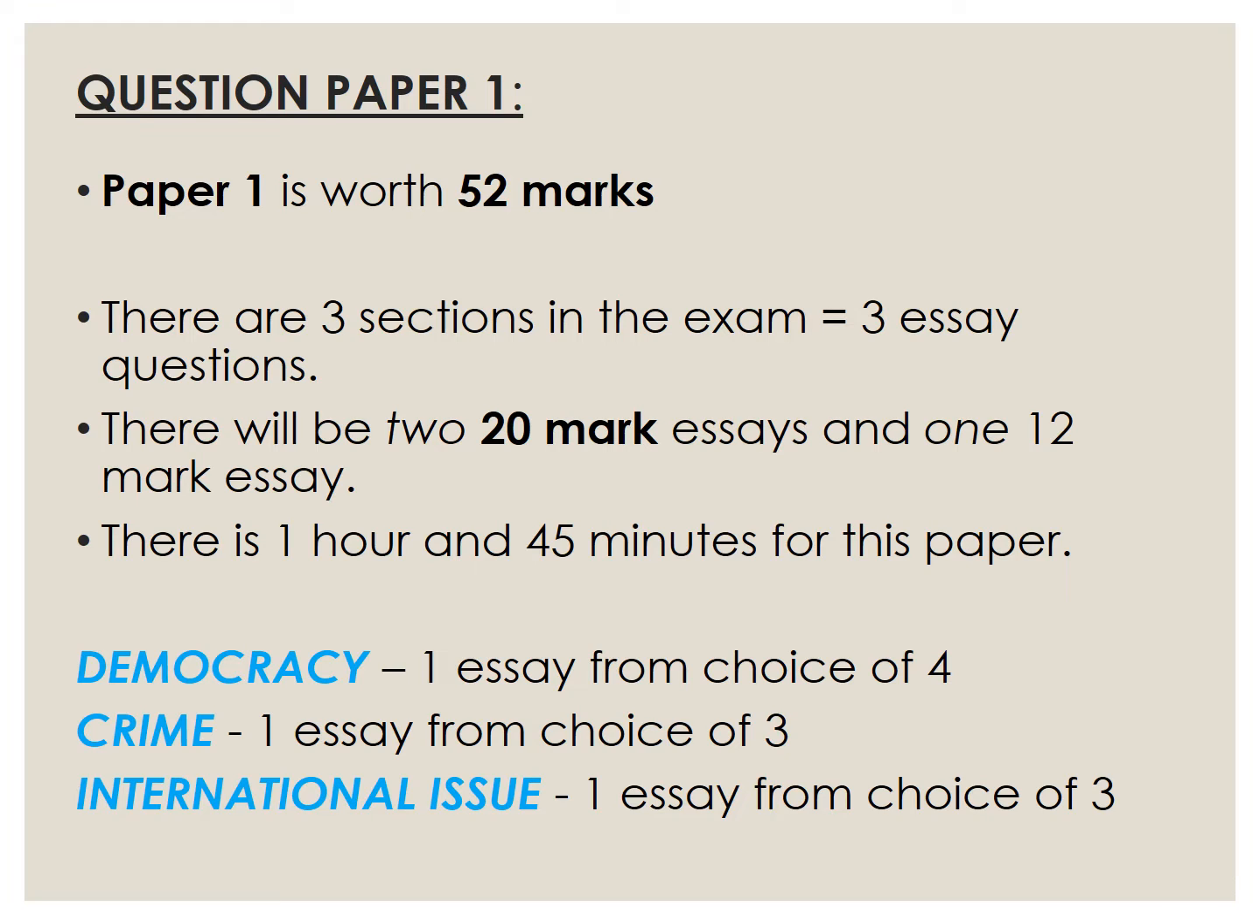There will be a choice of essay that pupils can select from. Within the democracy unit, they'll have 4 essays that they can choose 1 from. In both the crime and international issues sections, they'll get a choice of 3 questions, and again, they'll just choose 1. The combination of 20-mark and 12-mark can appear anywhere across each of the 3 different units.